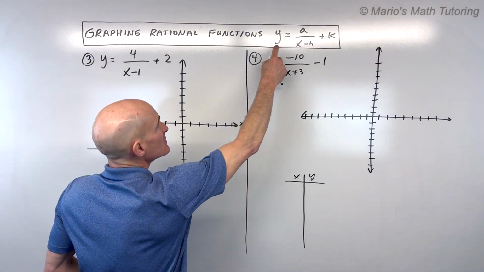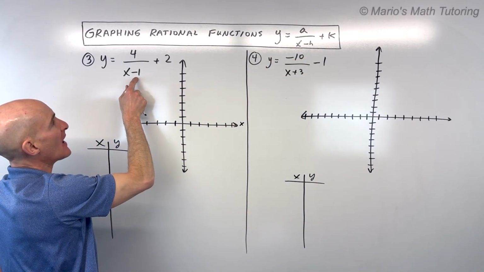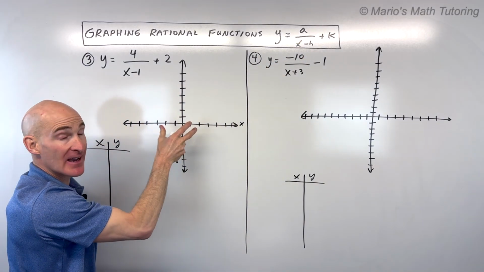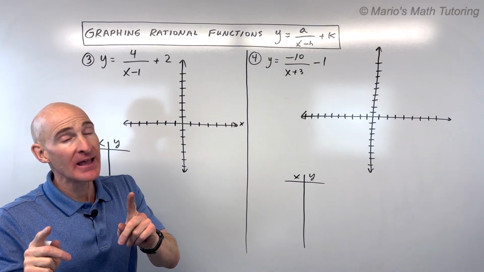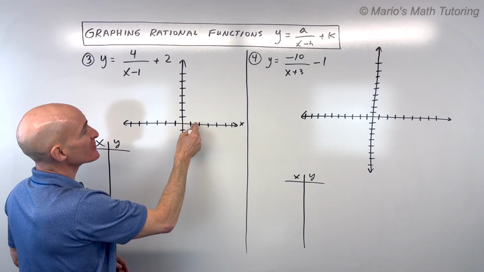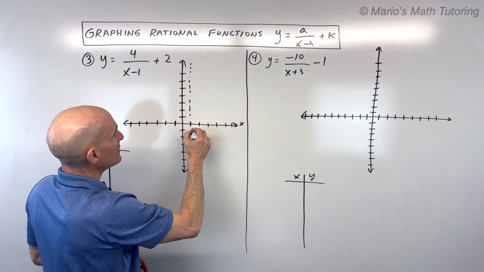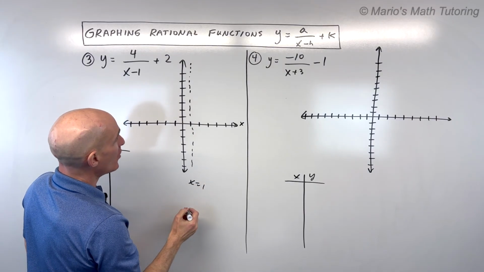Now, when it's in this form, y equals a over x minus h plus k, the number that's grouped with the x is going to shift the graph in the x-axis direction, but it has the opposite effect. So this minus 1 is actually going to shift right 1, positive 1. That means we're going to have a vertical asymptote right here at x equals 1.